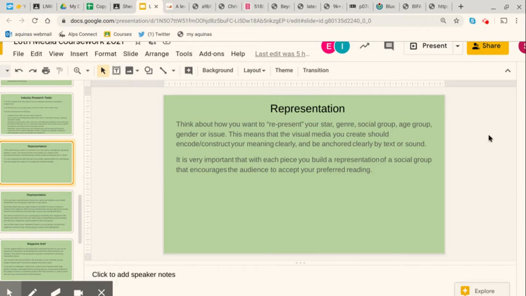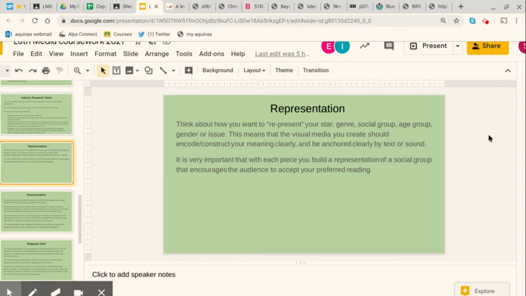Both briefs also state that you have to construct a representation of at least one social group. So this could be related to class, it could be related to religion, gender, age group, or political issue, perhaps, or something to do with sexuality or LGBTQ causes. This means that the visual media you create should encode your meaning clearly. So that means your facial expressions, body language, gesture codes, anchorage with another person or anchorage with text or sound, mise-en-scène, costume, color palette, mode of address should all be very clear and what we call unambiguous.